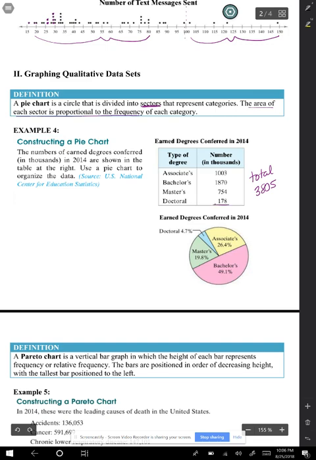And what you're going to be doing, you'll notice I left the pie chart here so it would look neat instead of trying to draw a circle and create this.